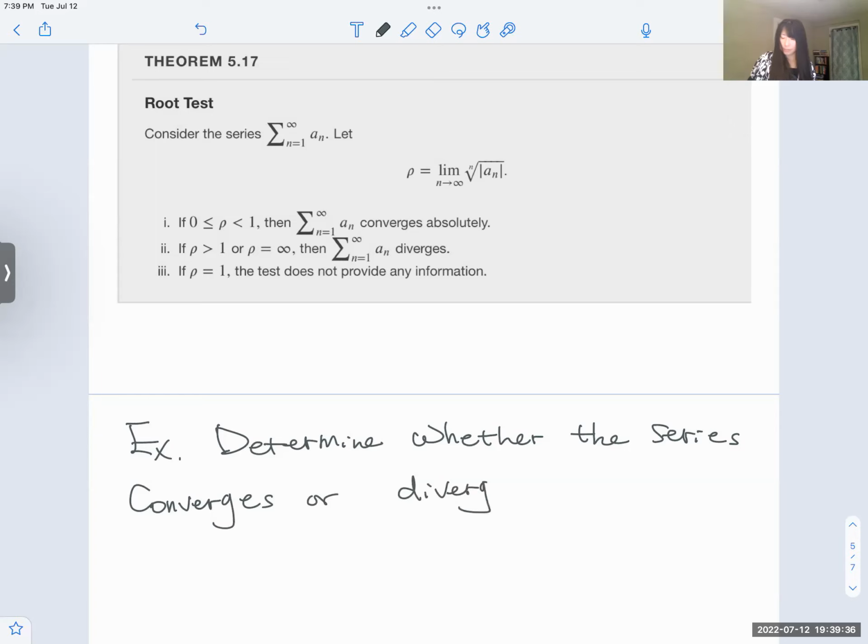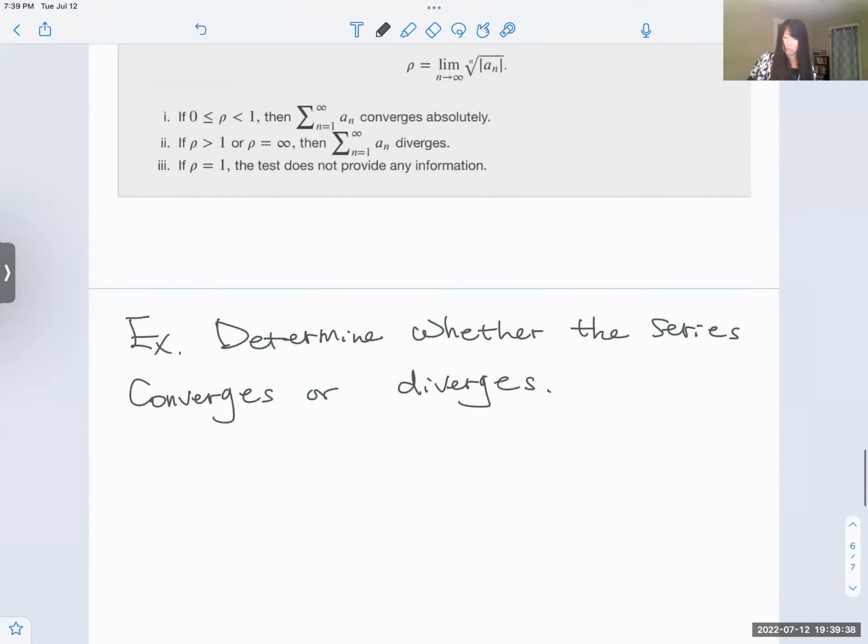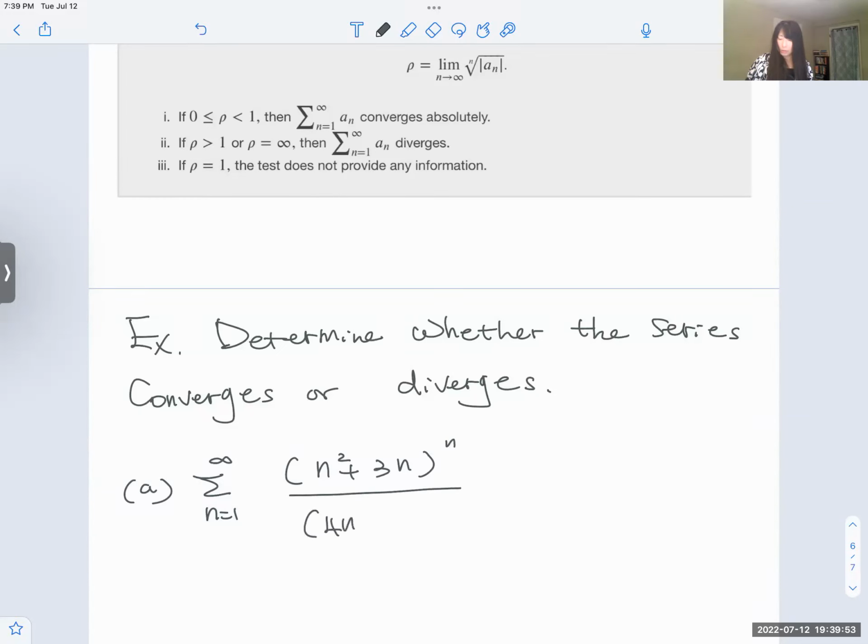Divergence. Is the series n squared plus 3n over 4n squared plus 5, all to the n power? Can you see that?